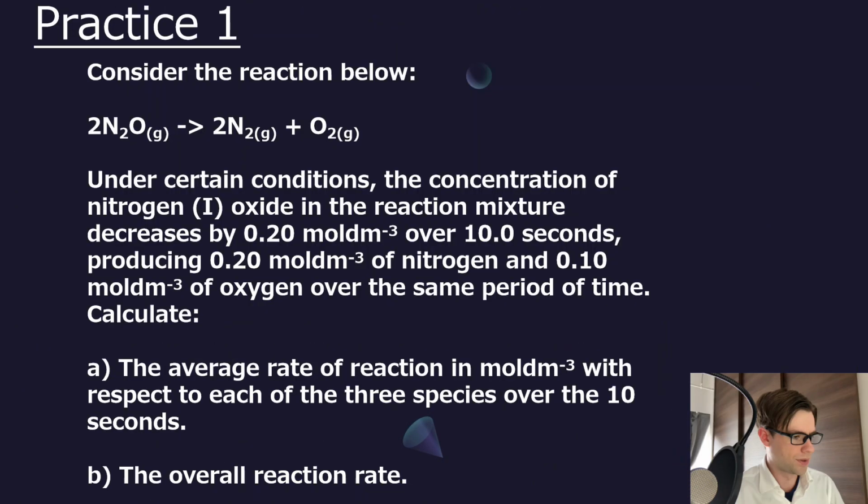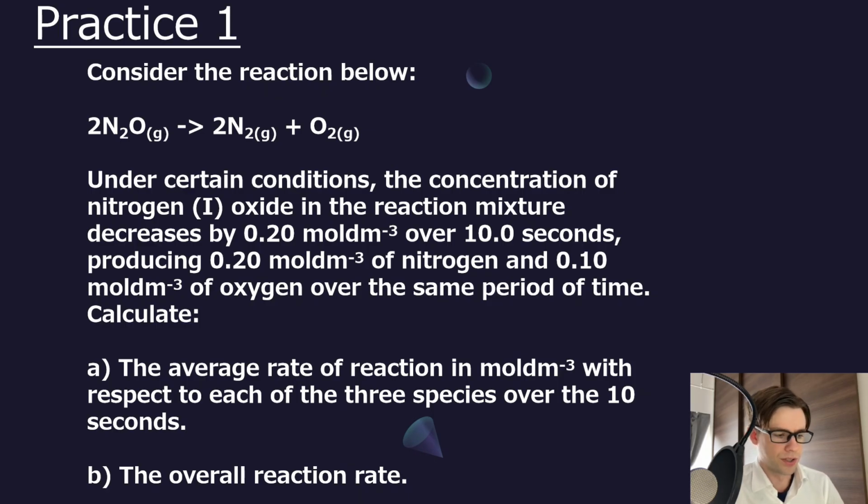So we'll do some practice with that, I think. Practice 1, consider this reaction. 2N2O gas goes to 2N2 gas plus O2 gas. So we have a ratio of 2 to 2 to 1. We're going to have to worry about individual rates versus overall rate.